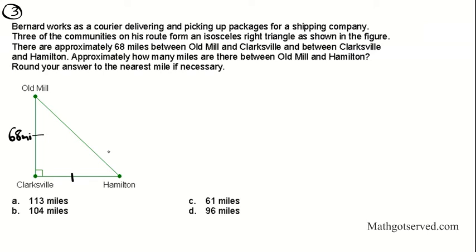Okay? And between Clarksville and Hamilton, obviously this should be 68 miles also, because this is an isosceles triangle, and these two legs have to be congruent in measure. Okay, so it says approximately how many miles are there between Old Mill and Hamilton? So between Old Mill and Hamilton, how long is this? So this is what we're looking for right here.